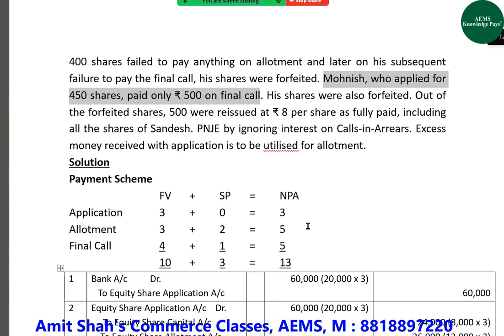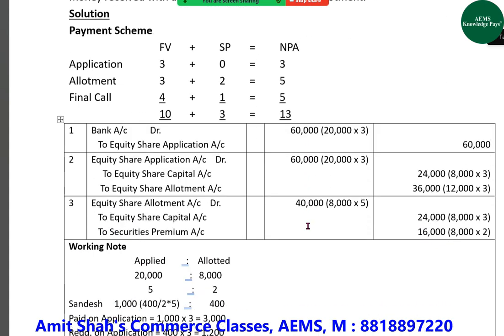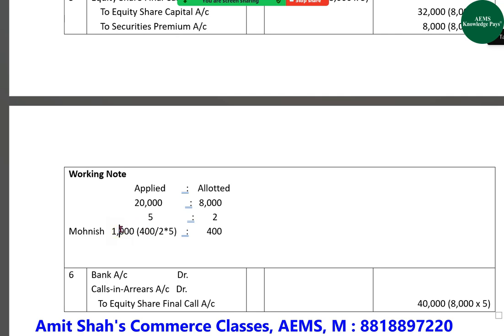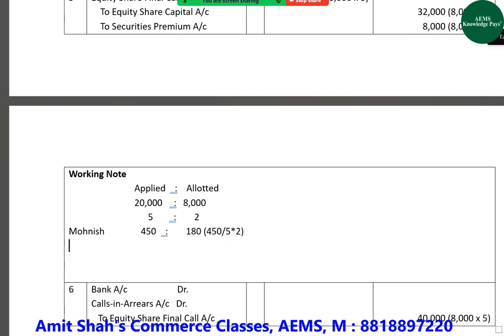So first we have to determine how many shares Monish was allotted. For that, below applied we will write 450, and now 450 divided by 5 multiplied by 2 will give us the number of shares allotted to Monish, 180, right?